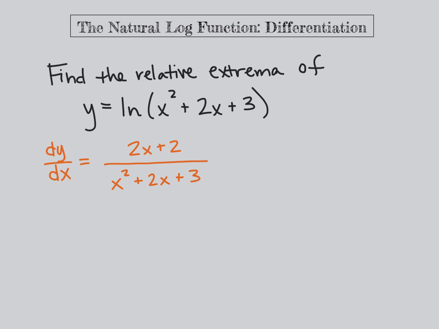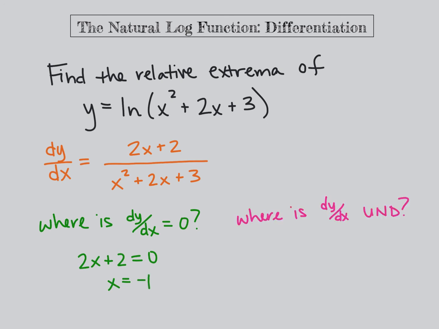But the next thing we need to do in order to find the relative extrema is figure out when our derivative is either 0 or undefined. Because our derivative is a fraction, finding where it's 0 means setting the numerator to 0, and finding where it's undefined means setting the denominator equal to 0. So setting our numerator to 0 will actually give us x equals negative 1.